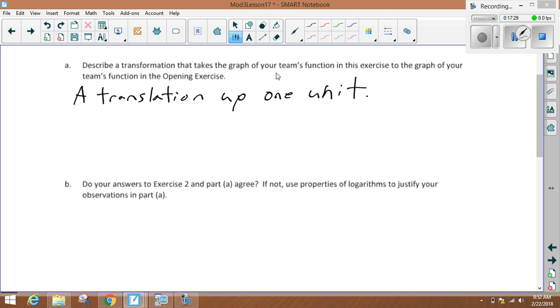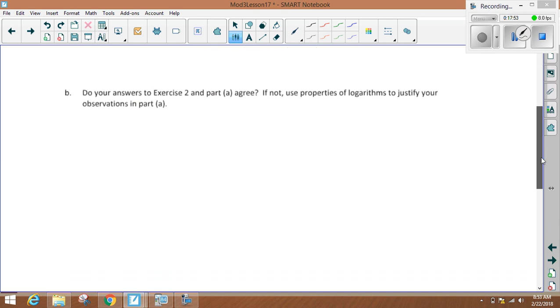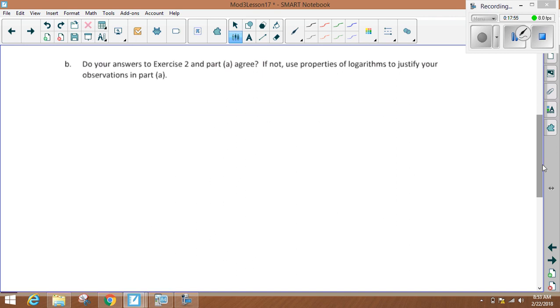So for some reason our answers don't agree, right? We said that if you take something and you put like kx there, it should be some sort of a scaling, right? We should have some scaling occur. No scaling occurred here. What happened was we shifted it up. So why did that happen? Let's go ahead and look at log base 10 of 10x and figure out why in the world that happened.